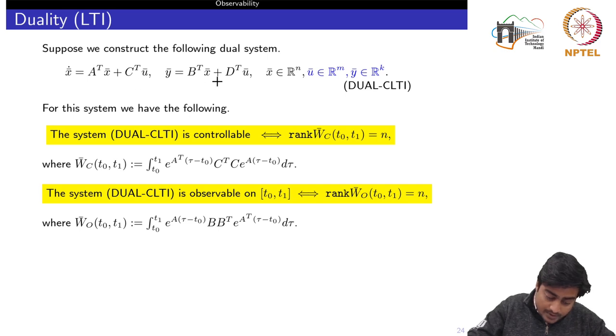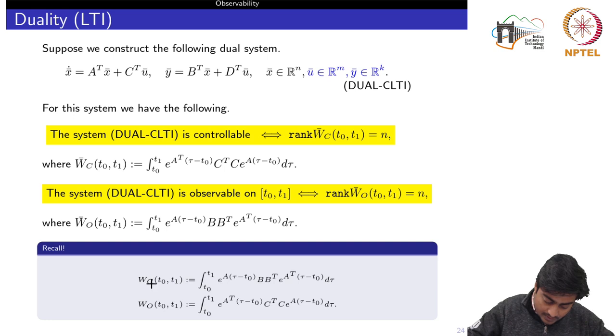For this representation, the conditions remain the same. I just need to compute the controllability Gramian and the observability Gramian. By taking A transpose and C transpose to compute the controllability Gramian, I would obtain this one. Now for observability I need to see A transpose and B transpose, and using that pair I can write the observability Gramian in terms of the AB matrices. Okay, now let us see the relationship between this dual CLTI and the actual LTI system.